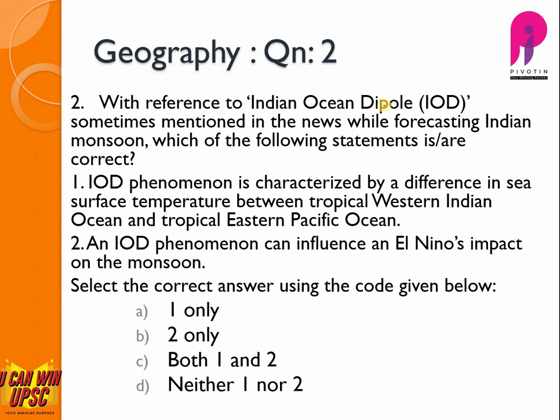Question number 2. With reference to Indian Ocean Dipole, sometimes mentioned in the news, which of the following statements are correct? Actually, IOD, Indian Ocean Dipole phenomenon, is characterized by the difference in sea surface temperature between tropical Western Indian Ocean and tropical East Pacific Ocean. No, this is wrong because it is between Western Indian Ocean and Eastern Indian Ocean. An IOD phenomenon can influence an El Nino's impact on the monsoon. Yes, this is correct. Positive IOD can lead to greater monsoon rainfall, and negative IOD can lead to lesser monsoon rainfall. So the answer to this question is B, 2 only.